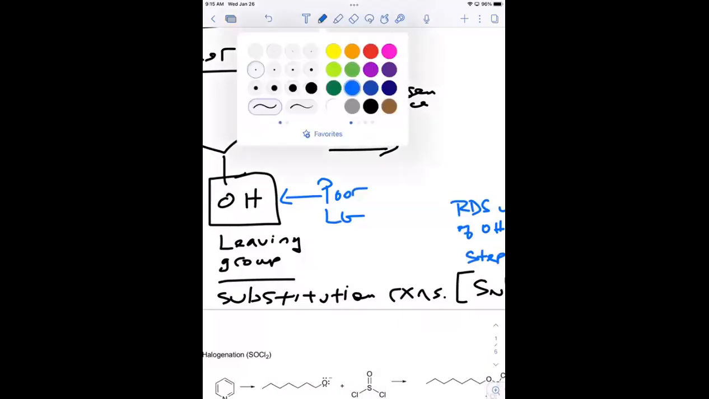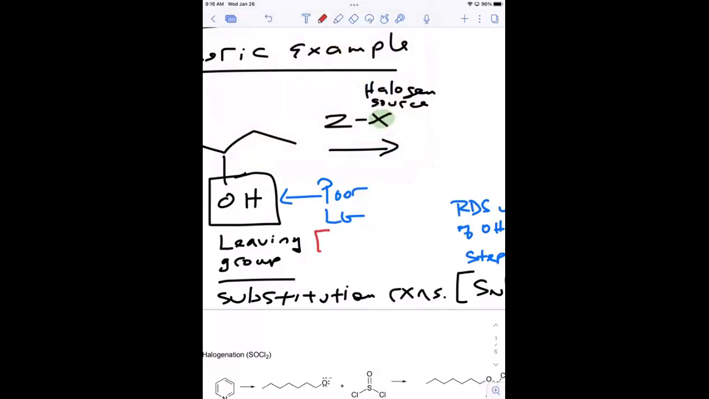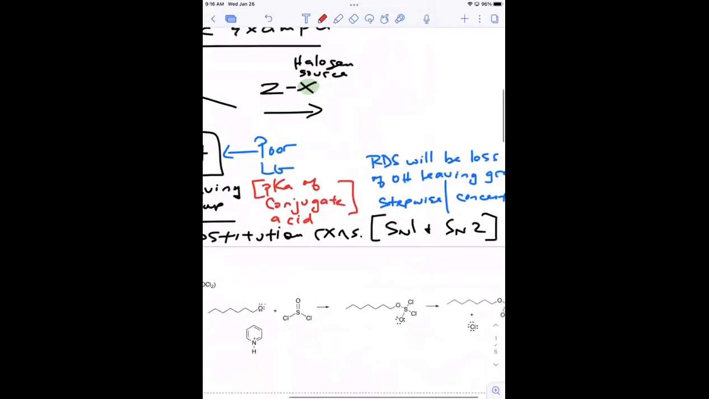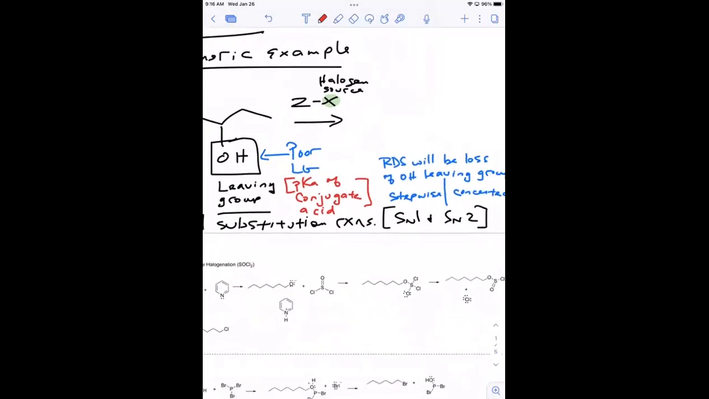All right, you can tell the leaving group quality from the pKa of its conjugate acid. That tells me how good or bad a leaving group is. If the conjugate acid has a really high pKa, it's a bad leaving group. If it has a low pKa, it's a good leaving group.